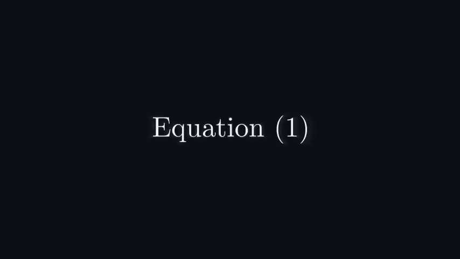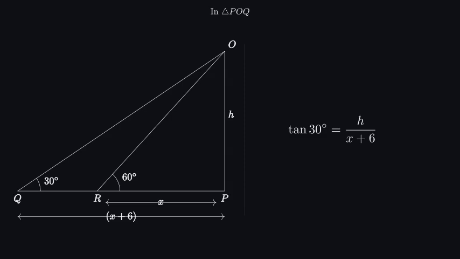Equation 1. Now consider triangle POQ. This triangle uses the 30 degrees angle and the longer shadow, x plus 6. With respect to the 30 degrees angle, the opposite side is still the pole height, h, and the adjacent side is the longer shadow, x plus 6. So we write tan of 30 degrees equals h over x plus 6.